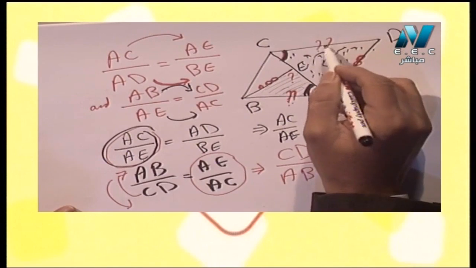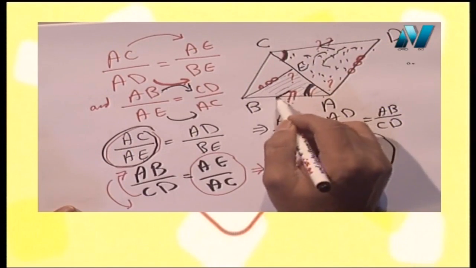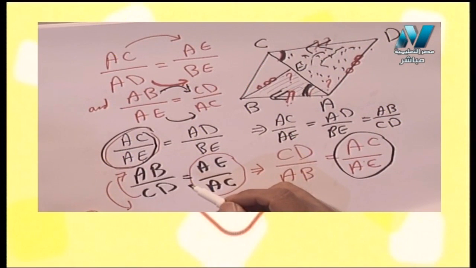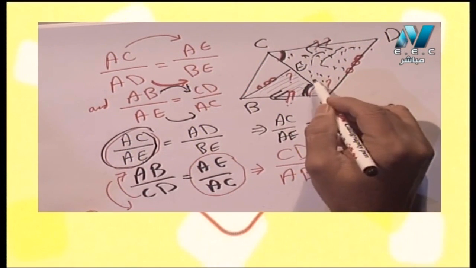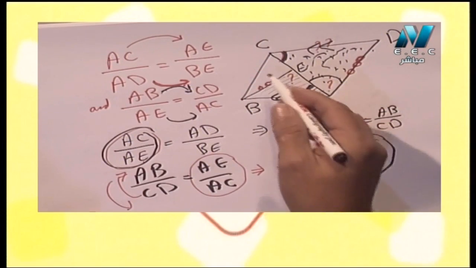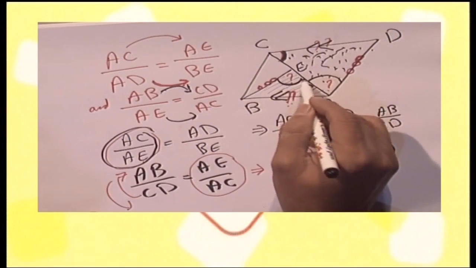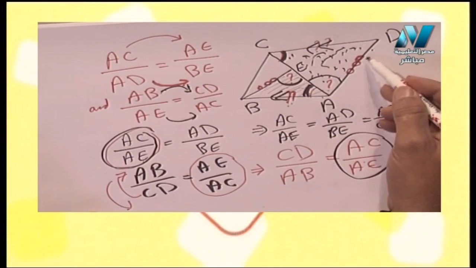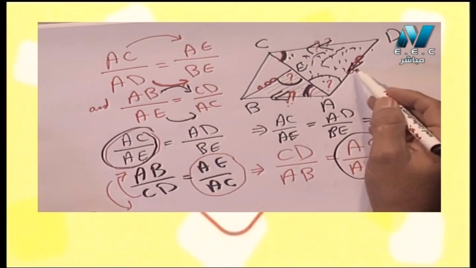So CD here is parallel to AB, and we can prove that this angle, which is DAC, equals this angle, and they are alternate. So we can prove easily that they are parallel also.